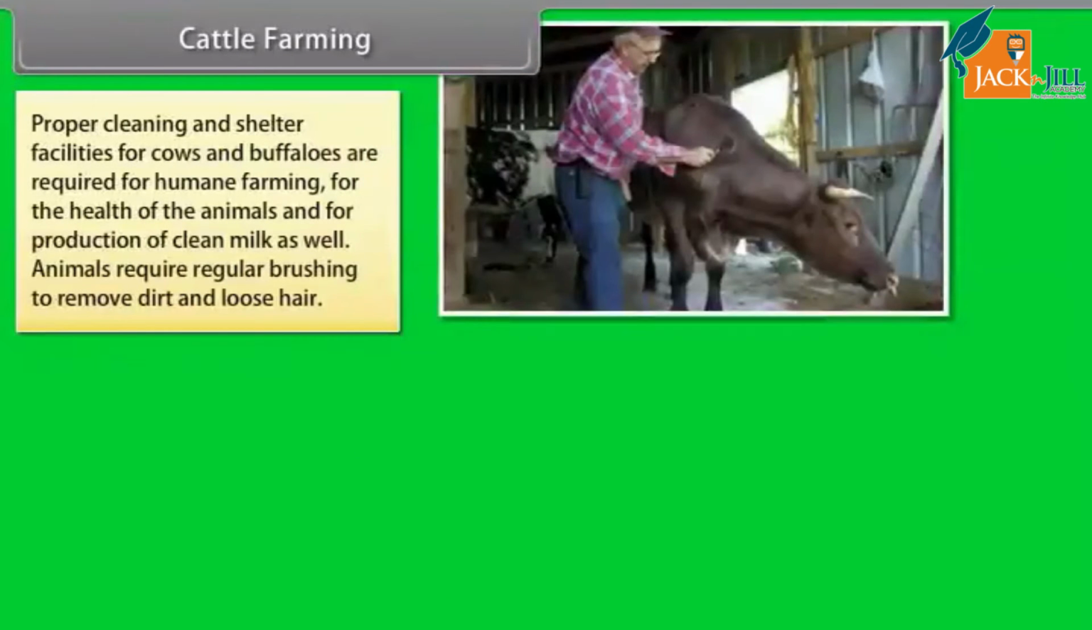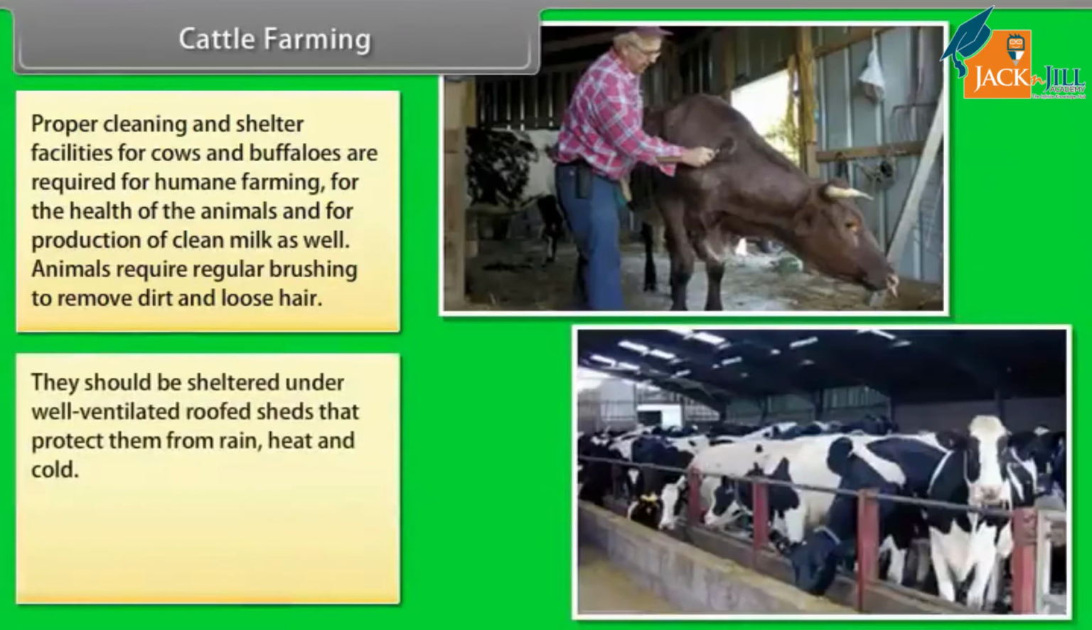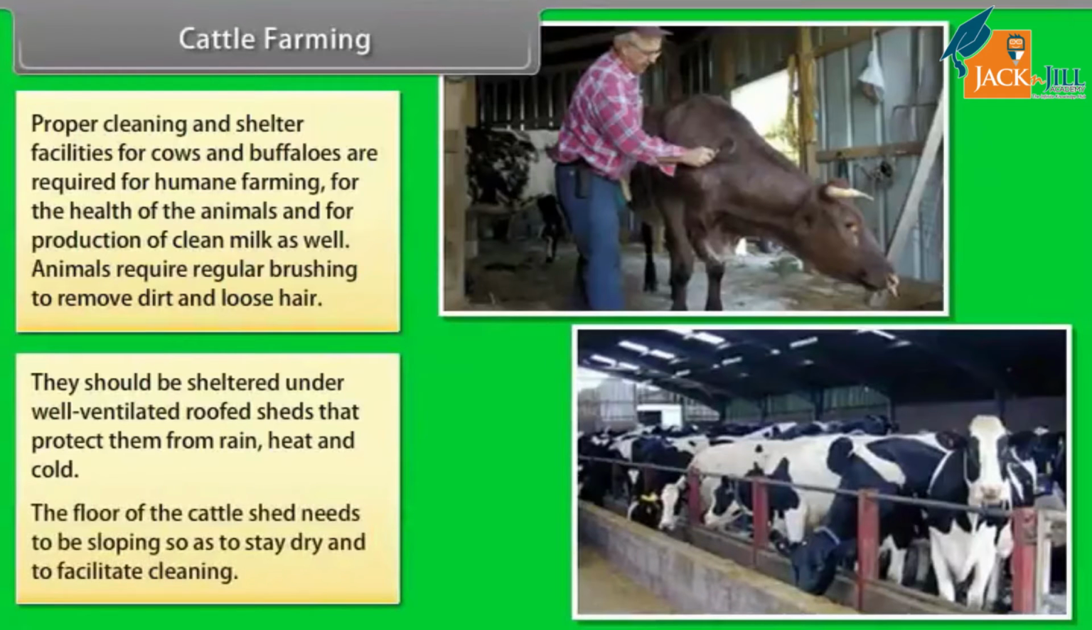Proper cleaning and shelter facilities for cows and buffaloes are required for humane farming, for the health of the animals, and for production of clean milk as well. Animals require regular brushing to remove dirt and loose hair. They should be sheltered under well-ventilated roofed sheds that protect them from rain, heat, and cold. The floor of the cattle shed needs to be sloping so as to stay dry and to facilitate cleaning.